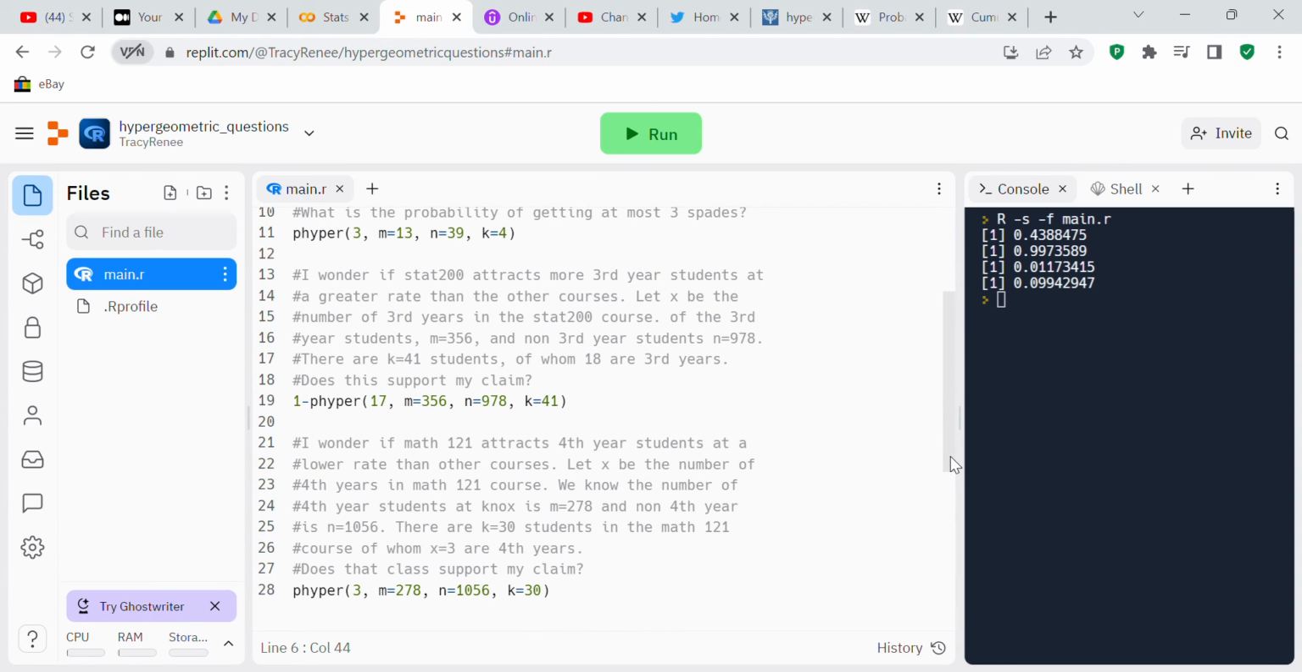So the next example is, I wonder if Stat 200 attracts more third-year students at a greater rate than other courses. Let X be the number of third years in the Stat 200 course.